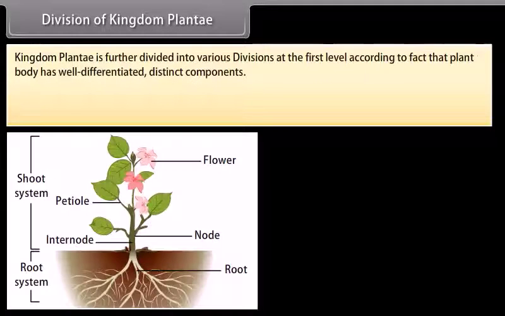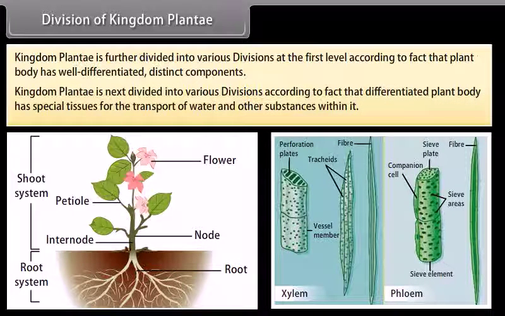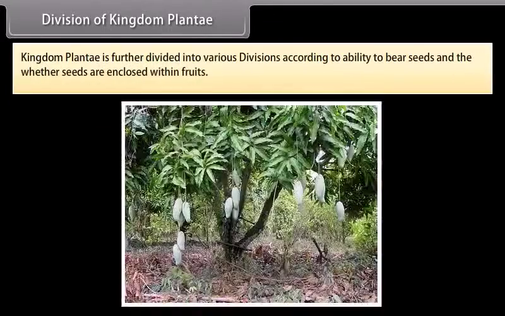Division of Kingdom Plantae. Kingdom Plantae is further divided into various divisions at the first level, according to the fact that the plant body has well-differentiated, distinct components. Kingdom Plantae is next divided into various divisions according to the fact that the differentiated plant body has special tissues for the transport of water and other substances within it. Kingdom Plantae is further divided into various divisions according to ability to bear seeds and whether seeds are enclosed within fruits.